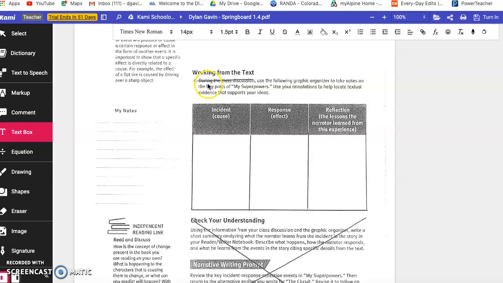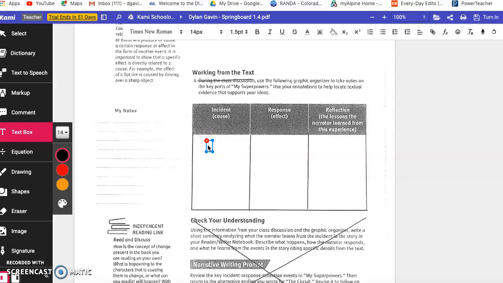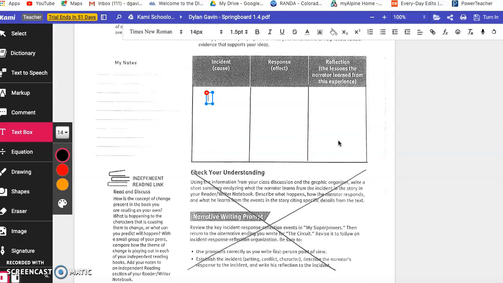Notice this part is crossed out because it is a class discussion, but don't forget to do this question. It says use the following graphic organizer. This is a graphic organizer to take notes on the key parts of My Superpowers. Use your annotations to help locate textual evidence that supports your ideas. So all you're going to do, right in this text box, you're going to name the incident that happens. Then you're going to list the response. What was the cause? What was the incident? How did they respond to it? And then how did the author reflect? What were the lessons the narrator learned from the experience? That is all you have to do for this particular lesson.